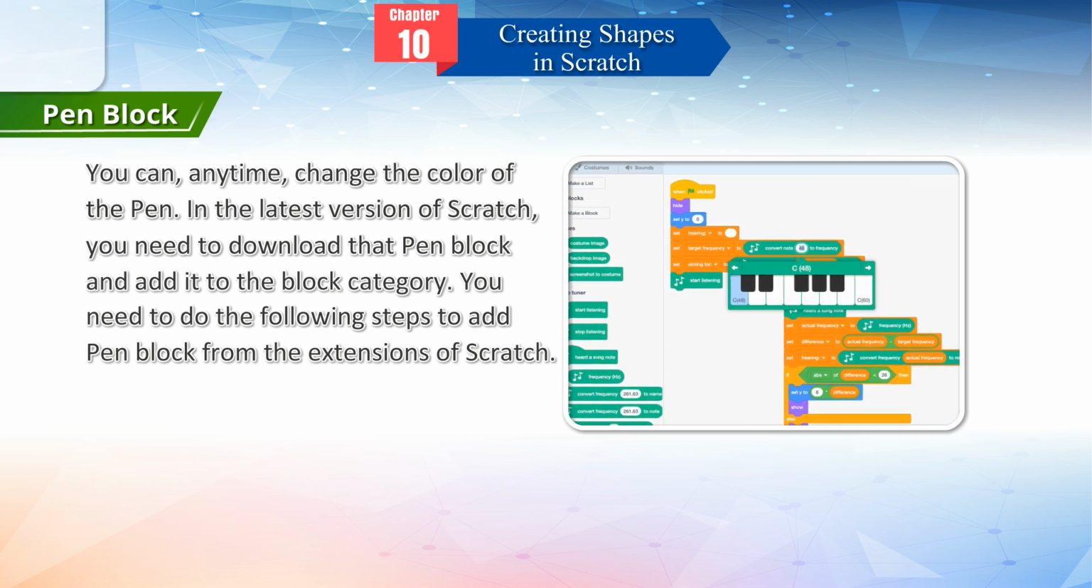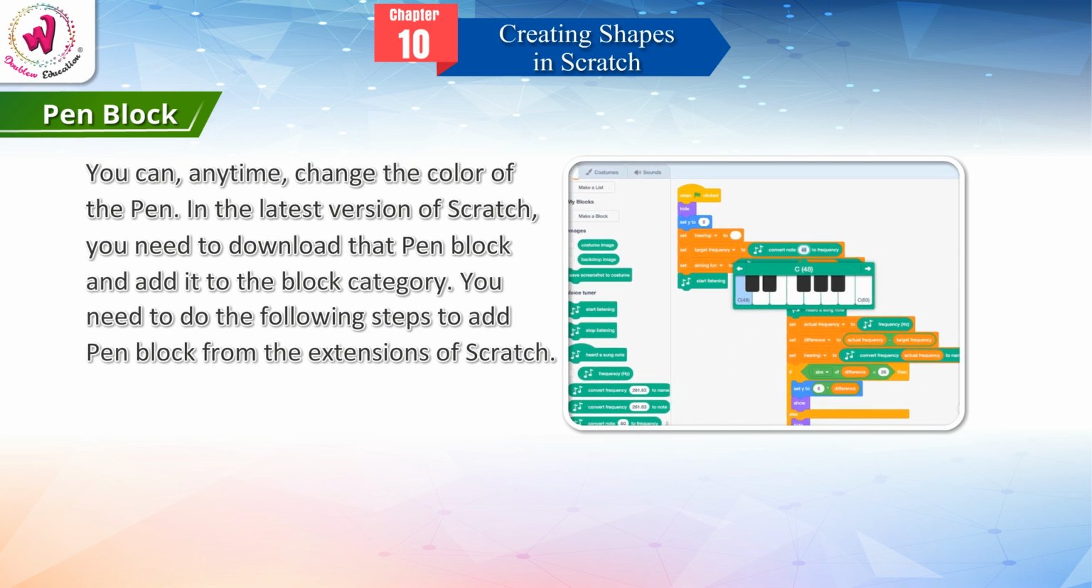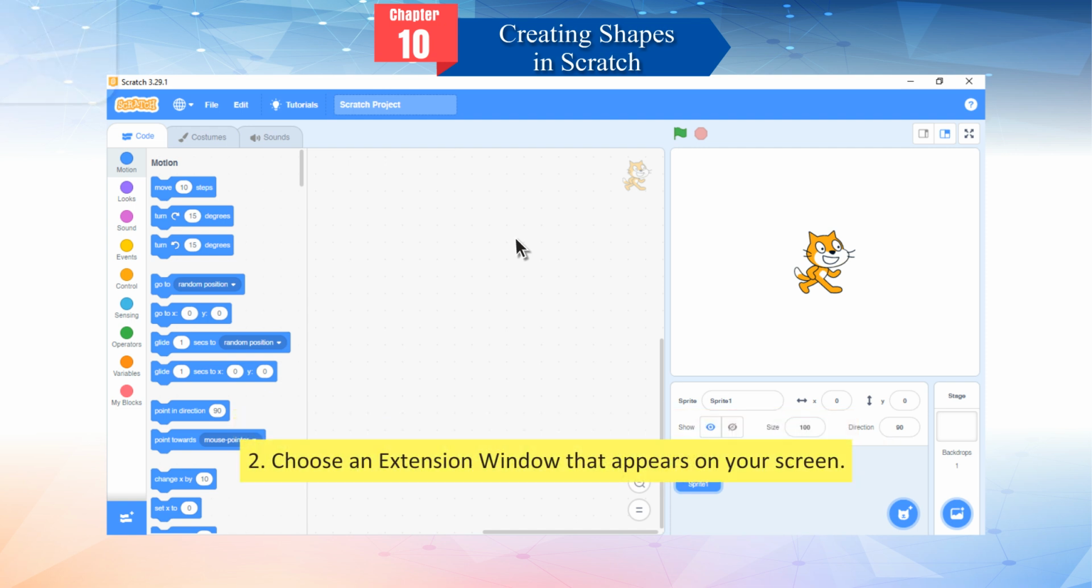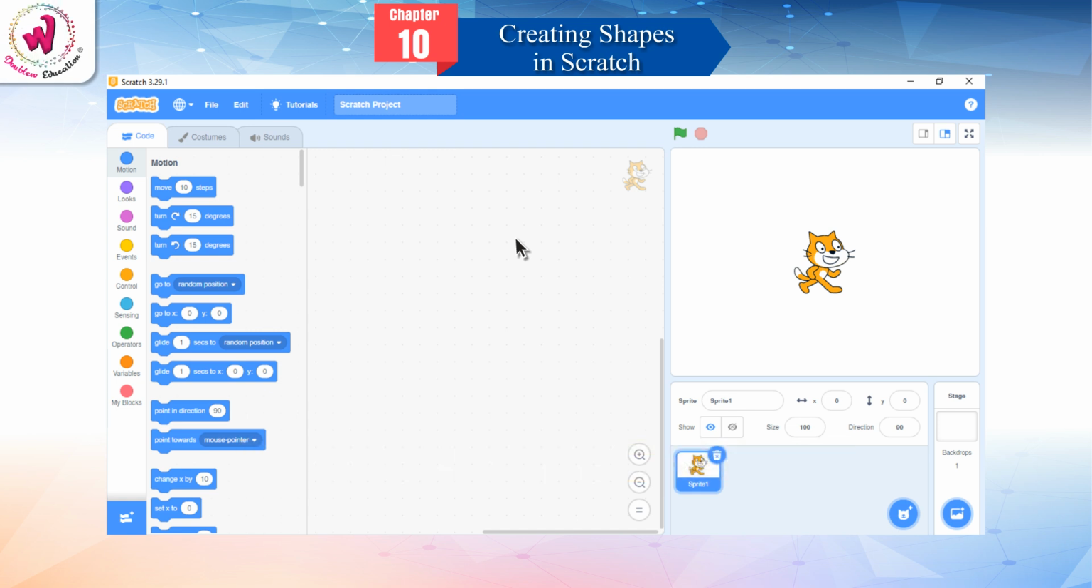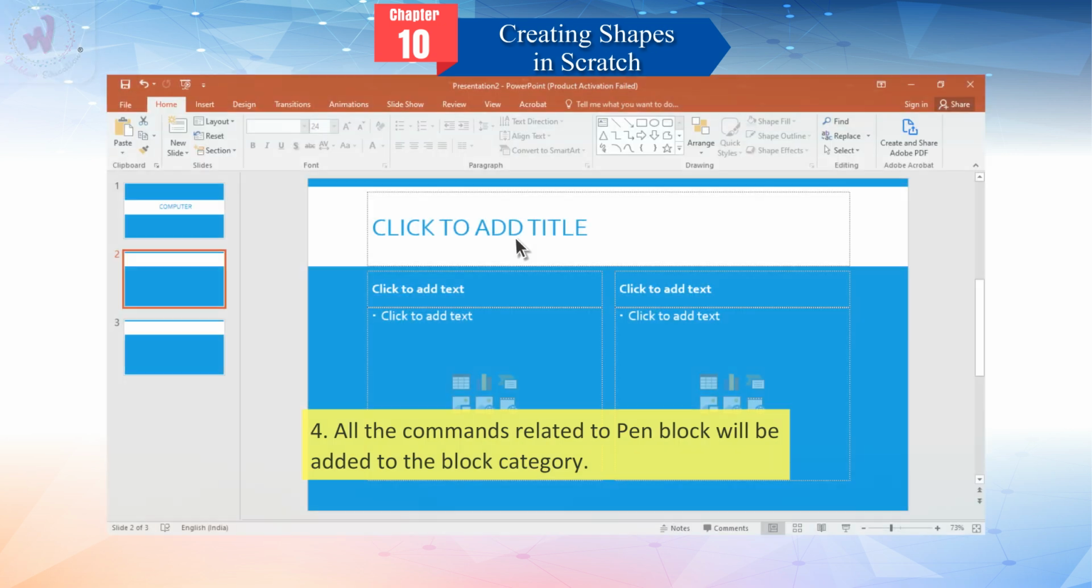You need to do the following steps to add the pen block from the extensions of Scratch. 1. Click on the Add Extension button on the bottom left corner of the Scratch Code tab. 2. Choose an extension window that appears on your screen. 3. Double-click on the pen block. 4. All the commands related to the pen block will be added to the block category.